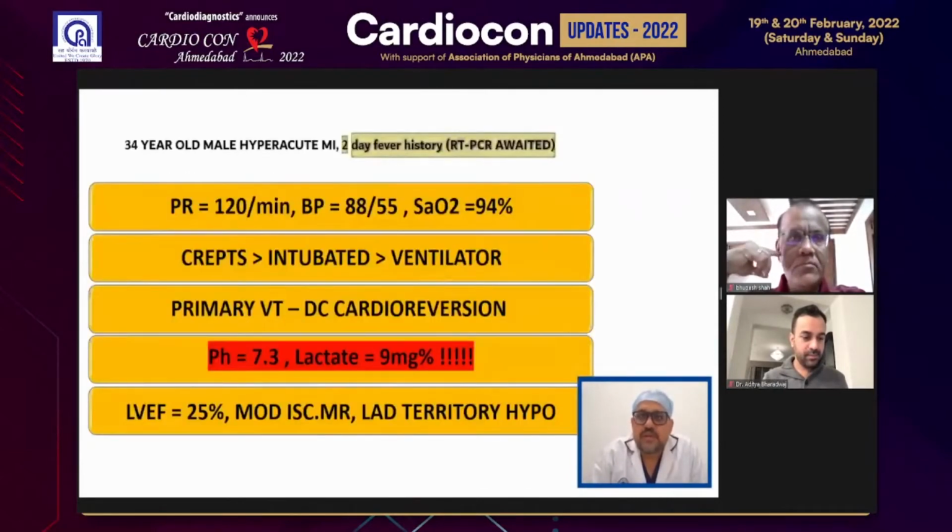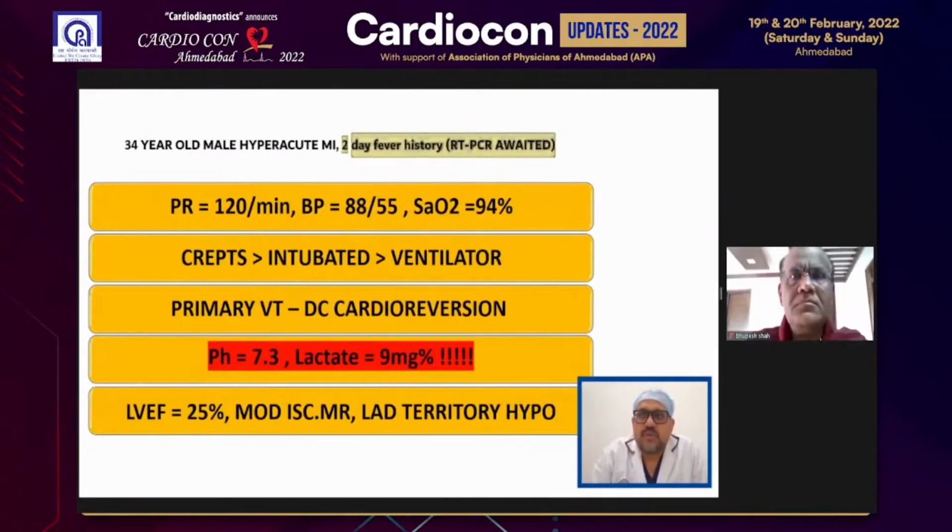So let's review the case scenario. A 34-year-old man, hyper-acute MI with a 2-day history of fever, which I think cannot be ignored. As we all know, during these COVID times, we have seen so many sudden cardiac deaths in young individuals, and a lot of them had coronary thrombosis. So this young male is tachycardic, hypotensive, on noradrenaline support, and his saturations have already started falling. So he had to be intubated.